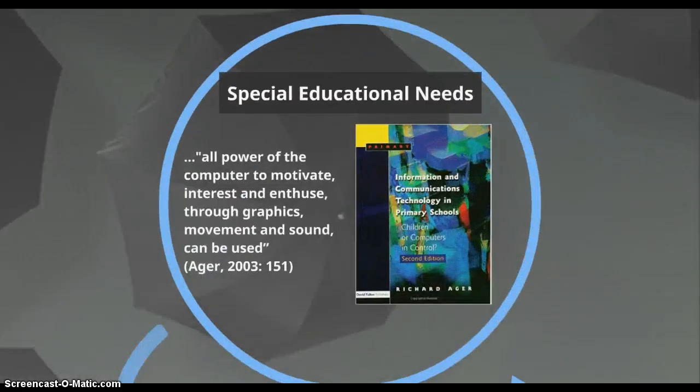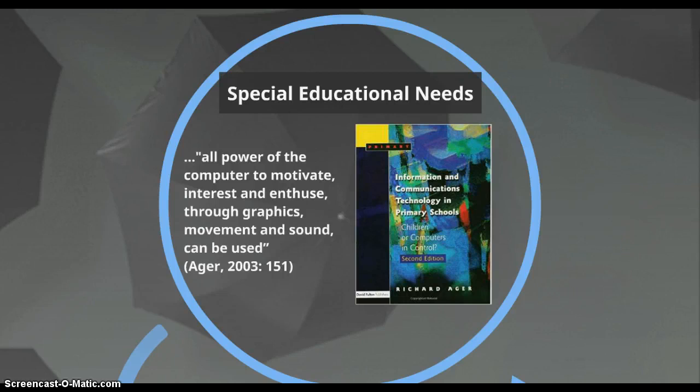Ager describes technology as being inclusive for children with SEN, as the power of the computer to motivate, interest and enthuse through graphics, movement and sound can be used. Therefore, technology can be used to enhance the learning of children with SEN and aid the teacher in making a more inclusive classroom.